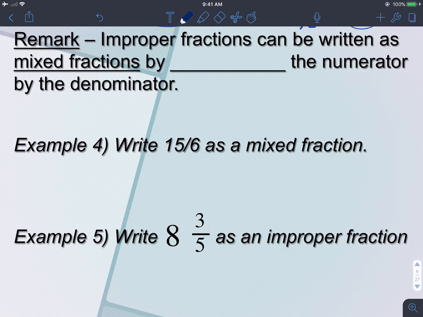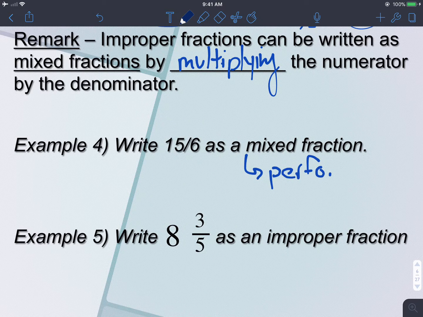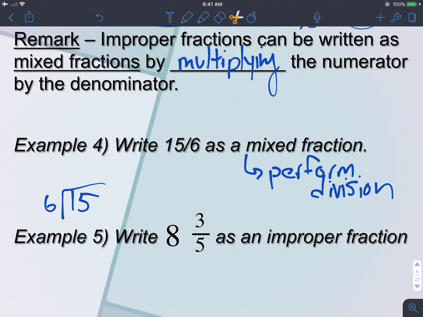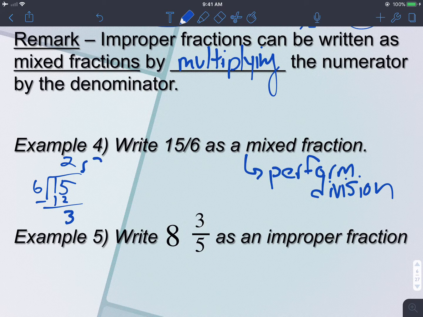Proper fractions can be written as mixed fractions by, we spoke about it already. Yeah, multiplying, right. I really didn't, I just drew a blank. Multiplying, one of those days. Multiplying the whole number by the denominator. To go the other way, perform division. So it's good practice, I guess. 15 divided by 6. Two times, right? And then 6 times 2 is 12, with 3 left over. The remainder is 3.